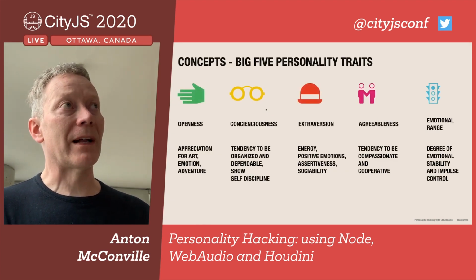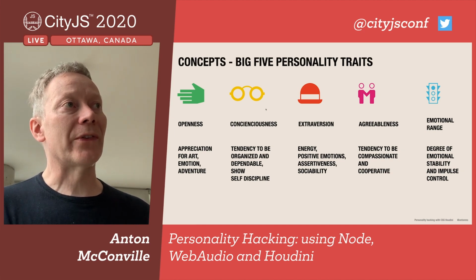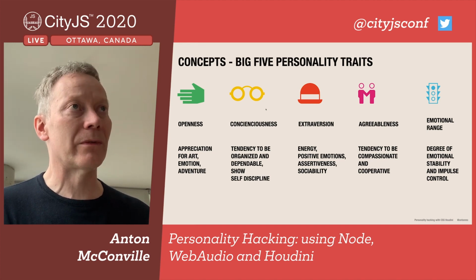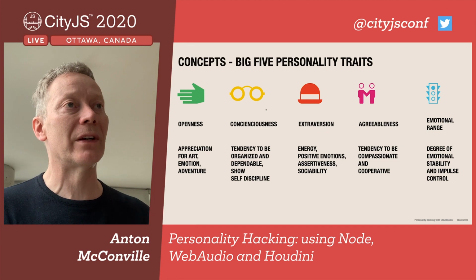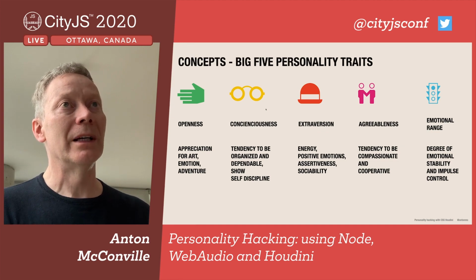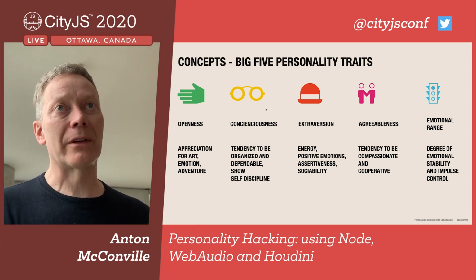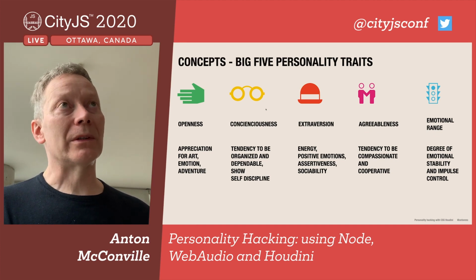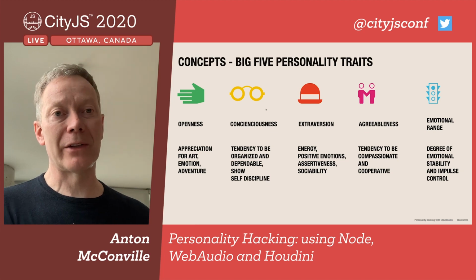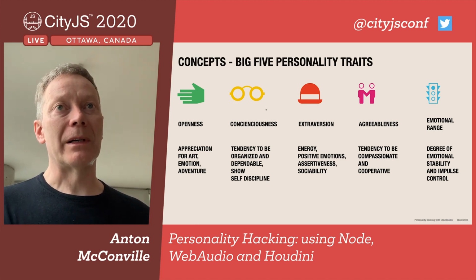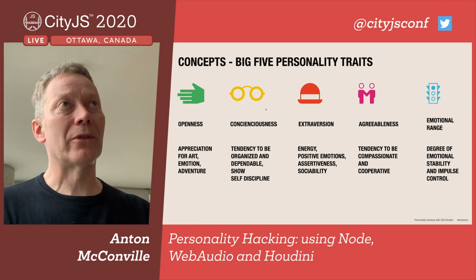These are the Big 5 personality traits. Openness is an appreciation for art and emotion. Conscientiousness is a measurement of organization and self-discipline. Extroversion versus introversion is how you're projecting your energy and your moods and your sociability. Agreeableness is your tendency to work well with others, the level of cooperation and compassion for others. And then emotional range. In the Watson world, it's called emotional range. In the Big 5 personality traits, it's called neuroticism, and it's a degree of emotional stability and impulse control.